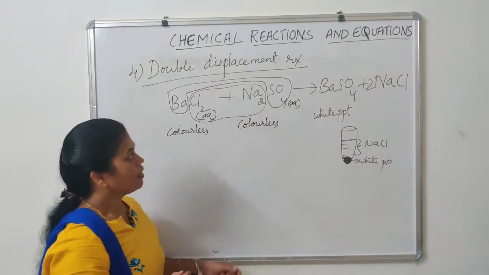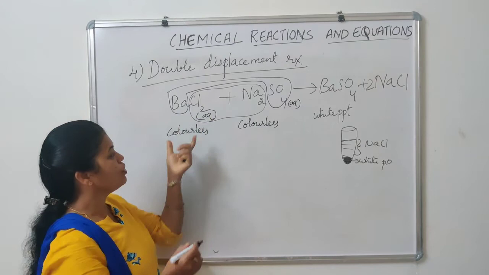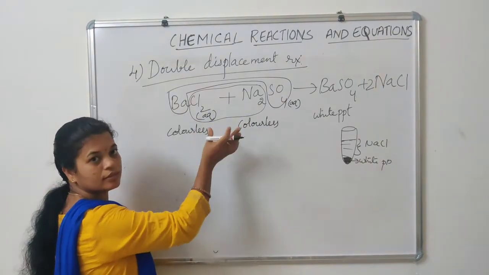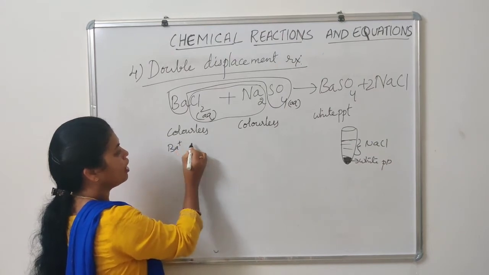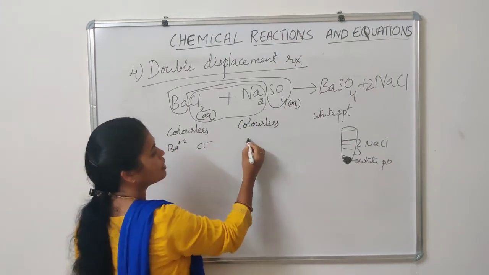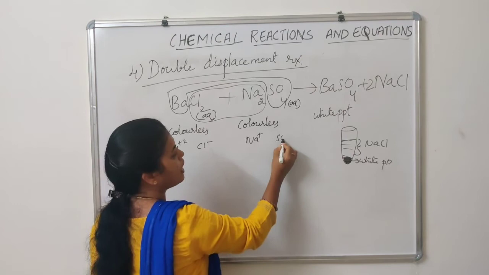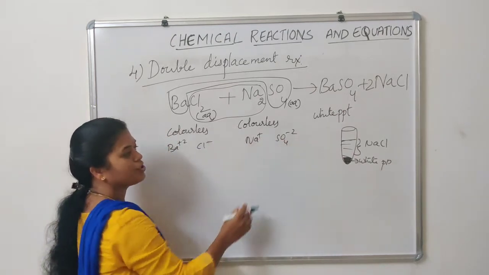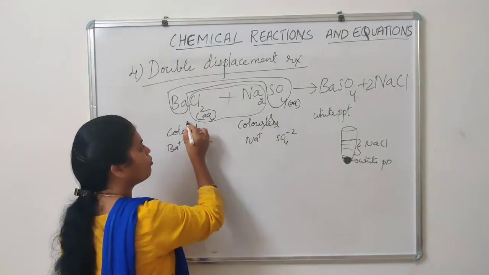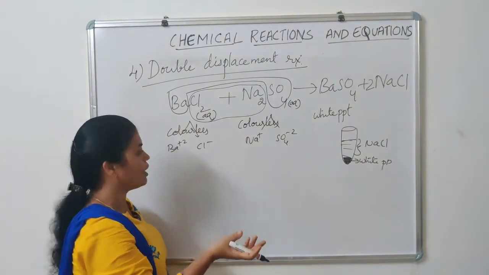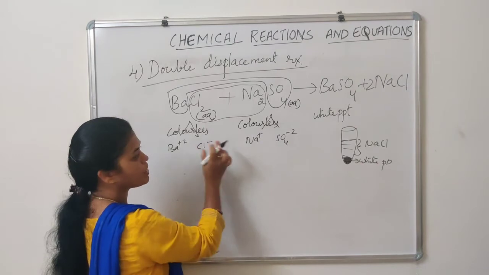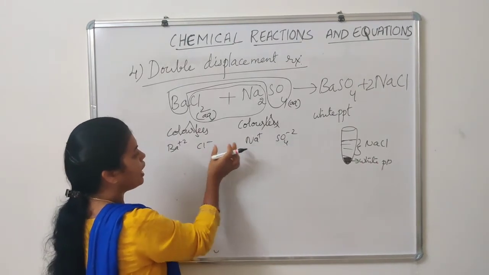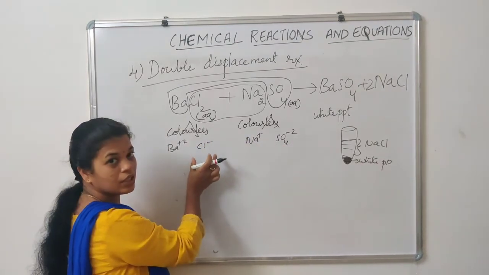So here, what do we see? In an aqueous solution, they get dissociated into ions, like barium ion and chloride ion. Here also sodium ion and sulfate ion, they get dissociated into ions. And what do they do? They exchange the ions. Barium is more comfortable with this ion, see here, plus 2 and minus 2, and sodium is more comfortable with the chloride ion.